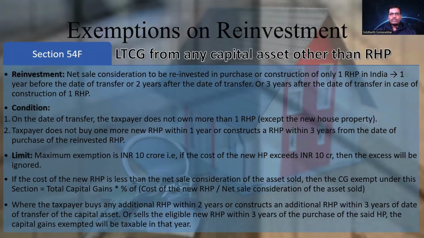Moving on to the last section on exemptions on reinvestment, section 54F. 54F talks about long-term capital gain from any capital asset other than residential house property. Why other than residential house property? Because long-term capital gain from residential house property has already been given in section 54. So 54F says long-term capital gain from any capital asset other than residential house property. What needs to be reinvested? Now, this is different from other section 54s because the net sale consideration has to be reinvested, not the gain. The net sale consideration is to be reinvested in purchase or construction of only one residential house property.